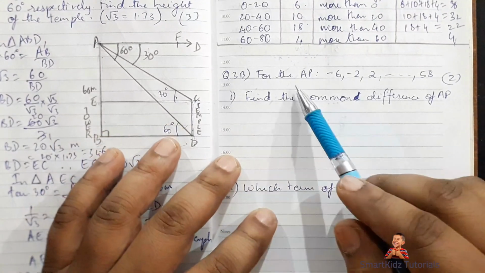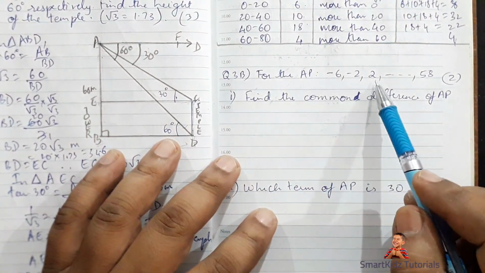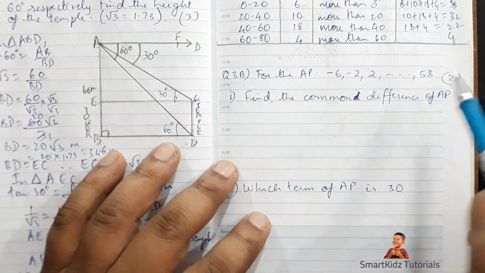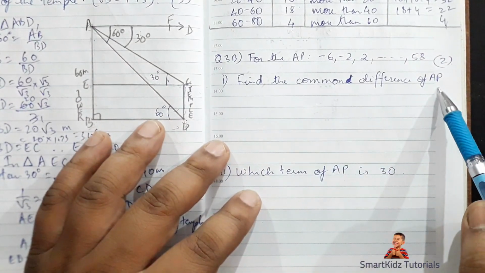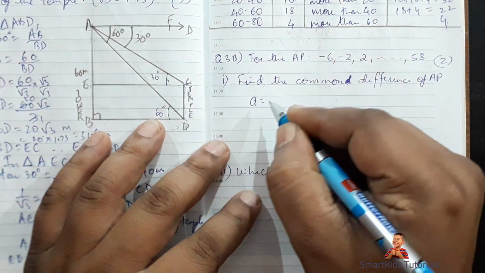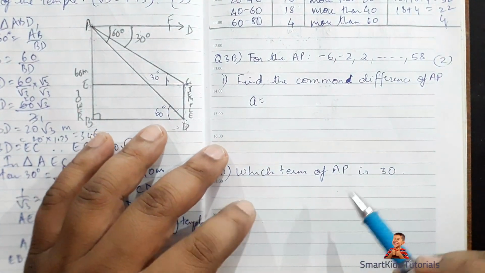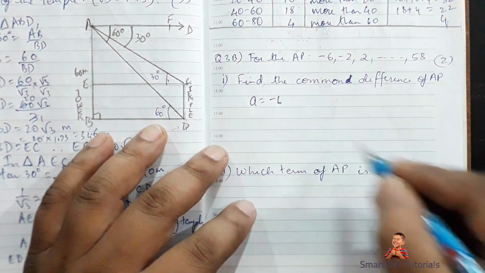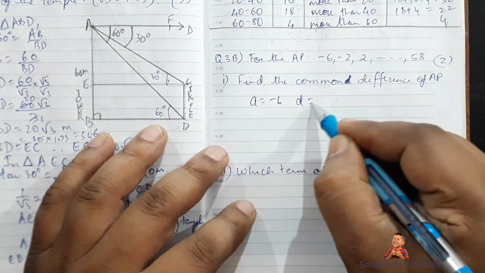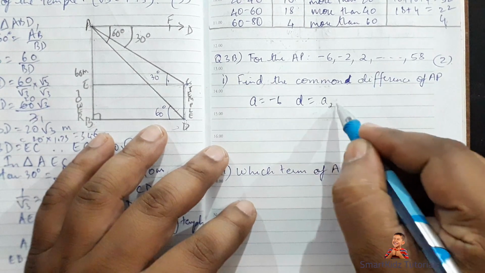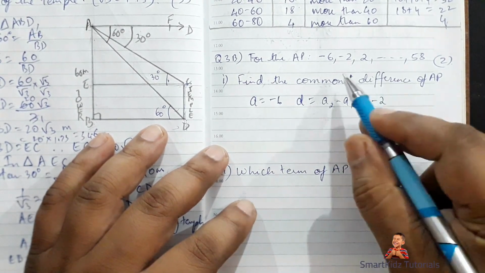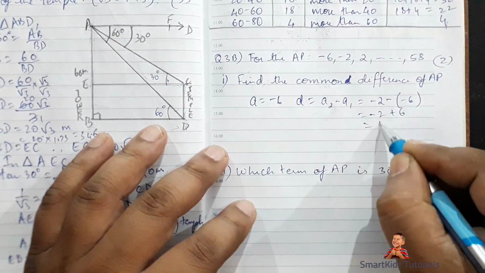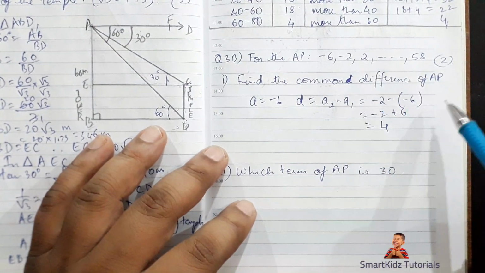Question 3b, for the arithmetic progression -6, -2, 2 till 58, there's a 2 mark question. Find the common difference of the arithmetic progression. First we'll have to write A, because we'll need it in the next question, where we have to find which term of the arithmetic progression is 30. That is -6. We are asked to find the common difference. So common difference would be A2 minus A1, which is -2 minus of -6. That will be -2 plus 6, which means +4 is the common difference.